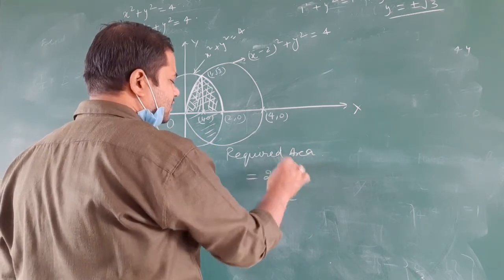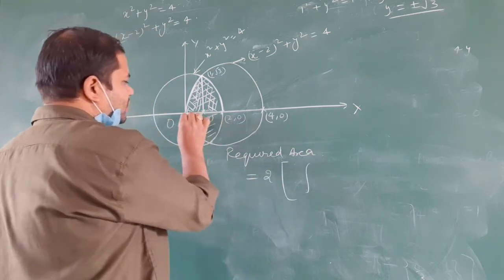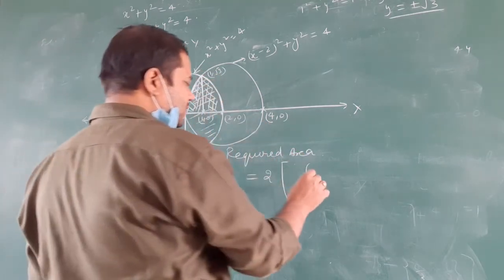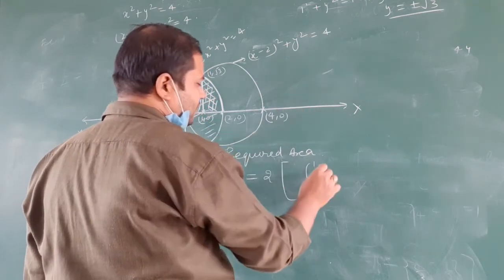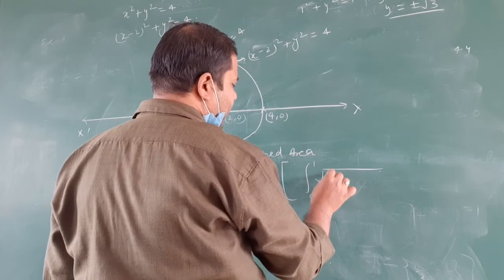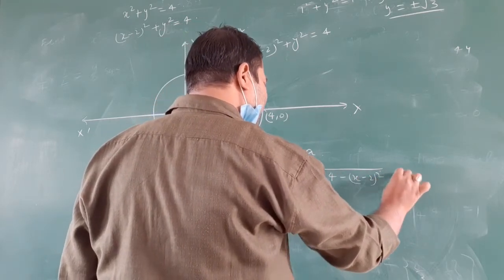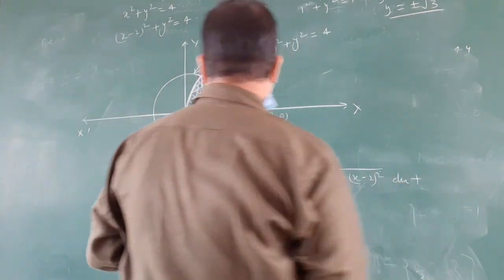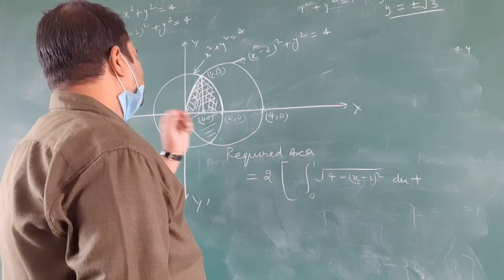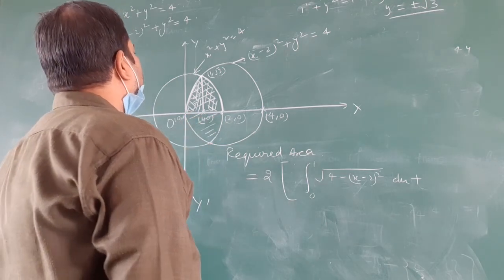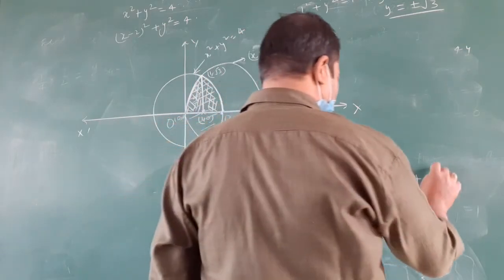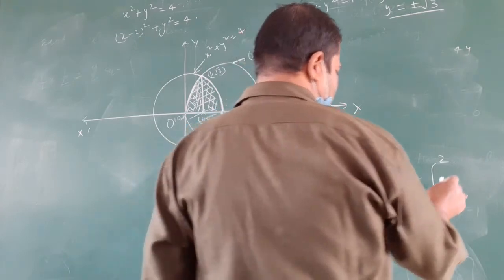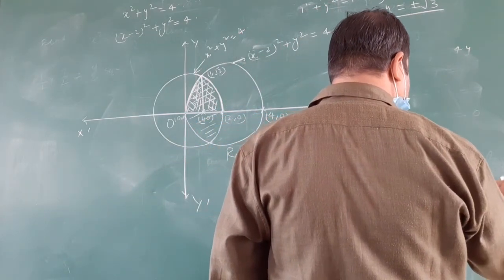2 times the area from 0 to 1 and 1 to 2. This is 0, 0. So from 0 to 1, area under this curve, y is root of 4 minus (x minus 2) whole square dx, plus from 1 to 2, area under the curve x square plus y square, so root of 4 minus x square dx.